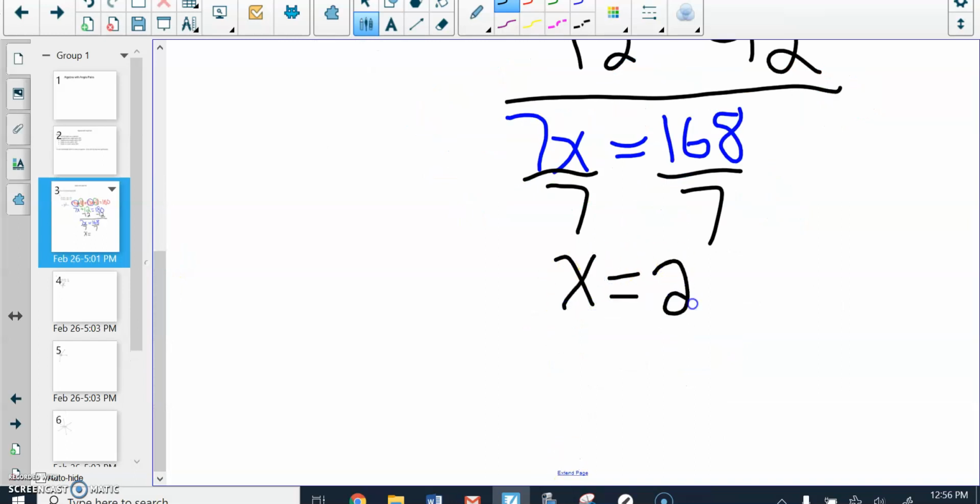And in this problem, they only wanted me to find the value of the variable. So I found my value of x, so I'm done with that problem.